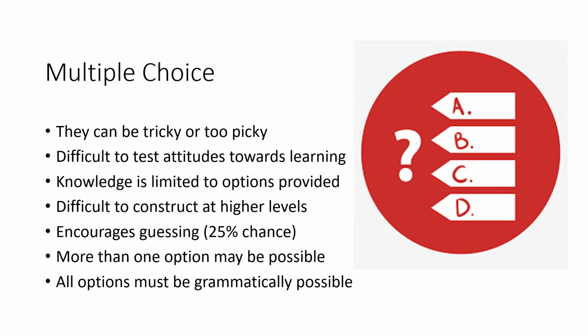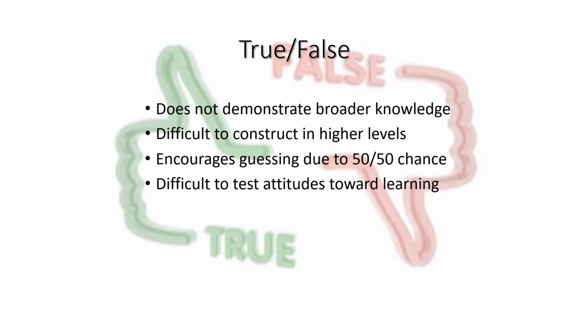More than one option may be possible if you do not check through the answers thoroughly, and all options must be grammatically possible. The next item is the true and false item.